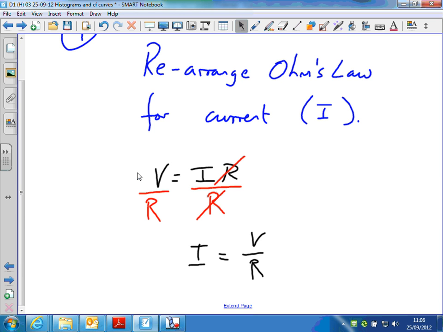We use the rules of algebra to rearrange formulae to make what we want to find the subject. And that's a simple example. We'll have to do more of that sort of thing. Okay?